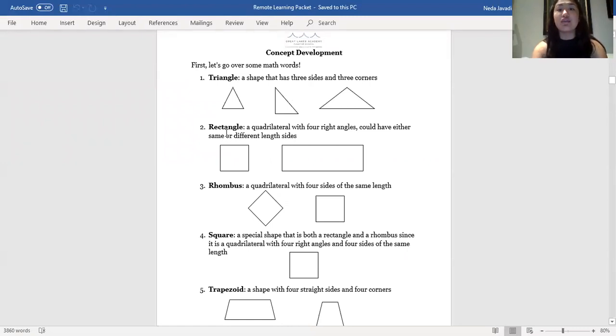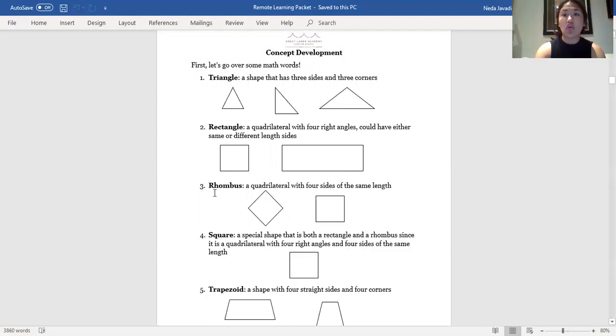Number 2 is a rectangle. A rectangle is a quadrilateral, or a type of shape with 4 right angles, and it could either have the same or different length sides. So on the first picture of a rectangle, all those 4 sides are the same, and on the second, the top ones are the same length and the side ones are the same length. Let's keep going.